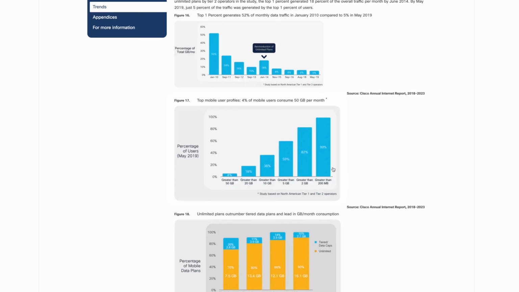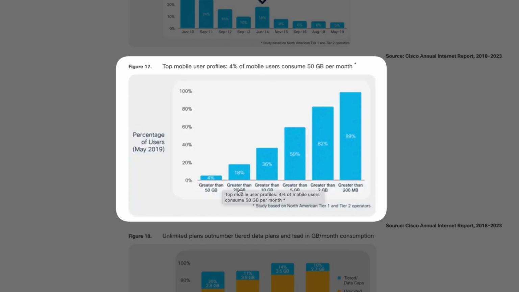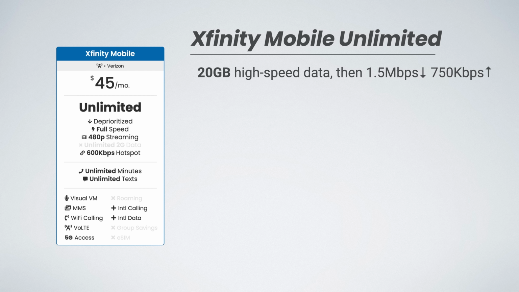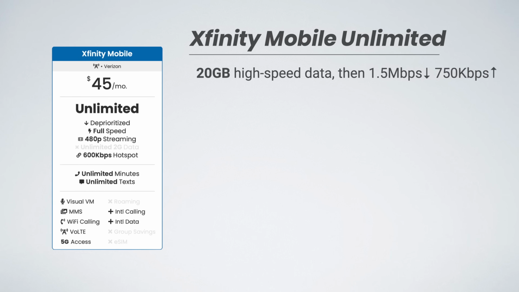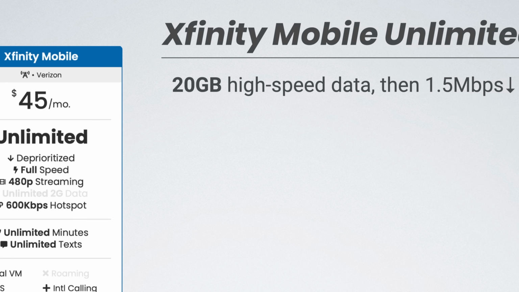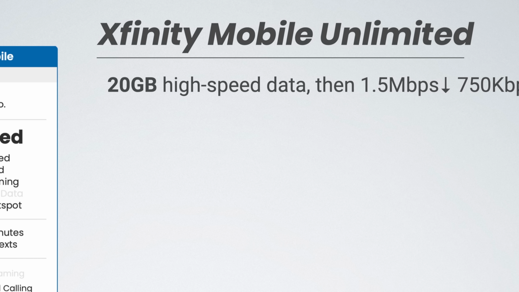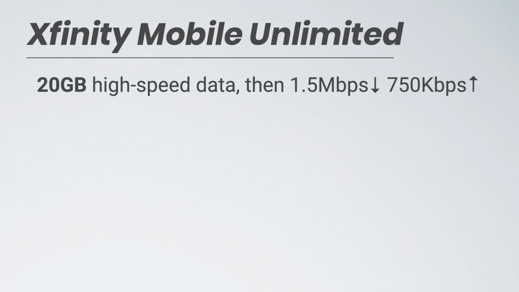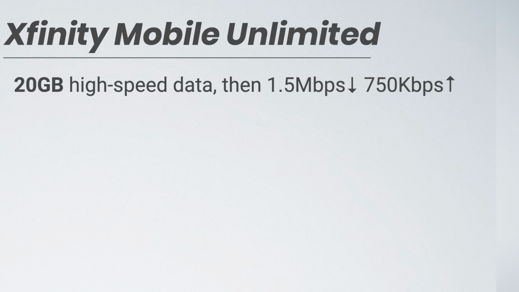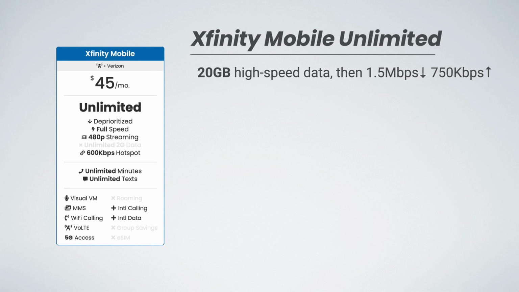This is actually plenty of data for most people. Cisco's annual internet report estimates that 82% of users consume less than 20 gigs of data per month. So for a majority of customers, they'll never notice the slower speeds on Xfinity. But for the people who do use over 20 gigs of cellular data per month, are the 1.5 megabit per second download and 750 kilobit per second upload speeds enough to call this plan unlimited?